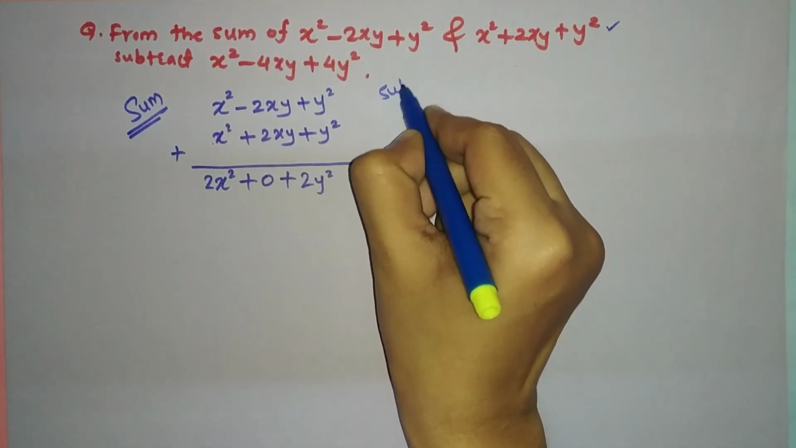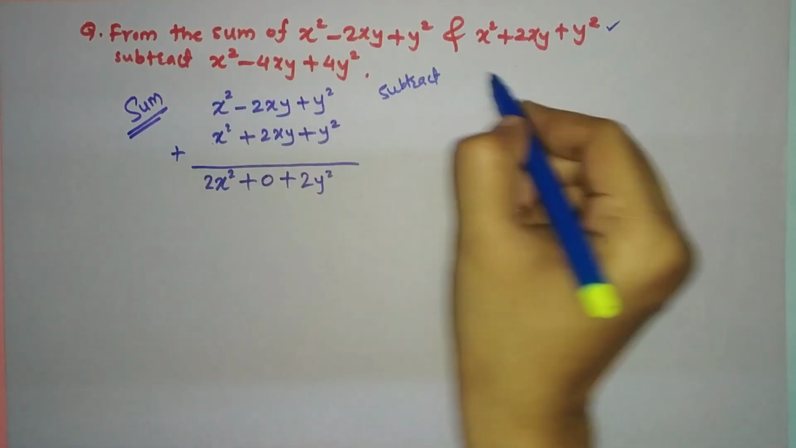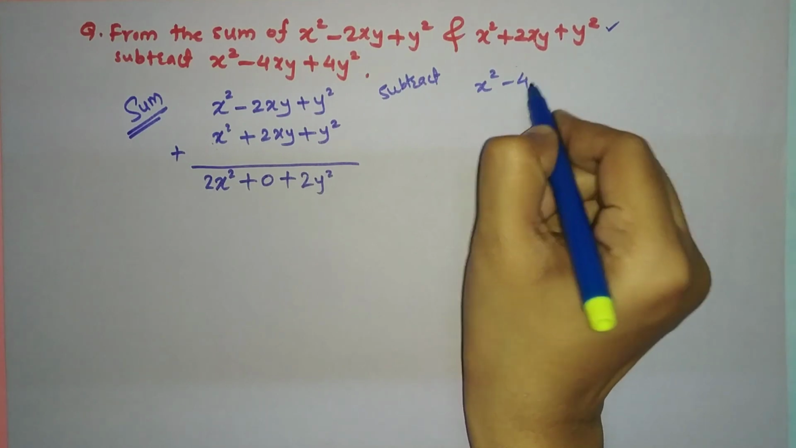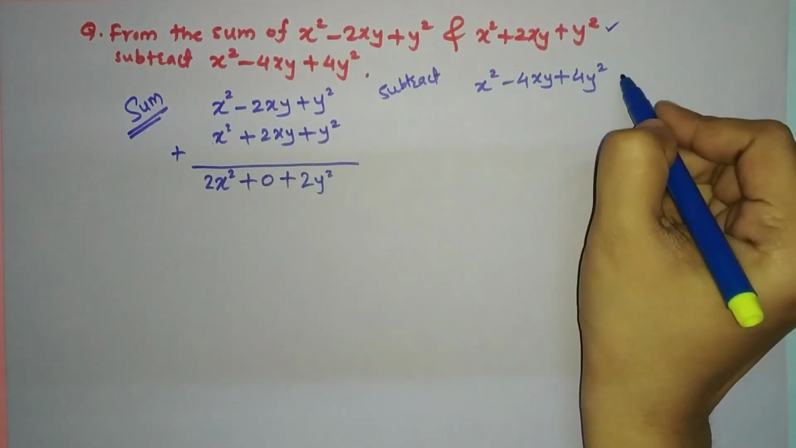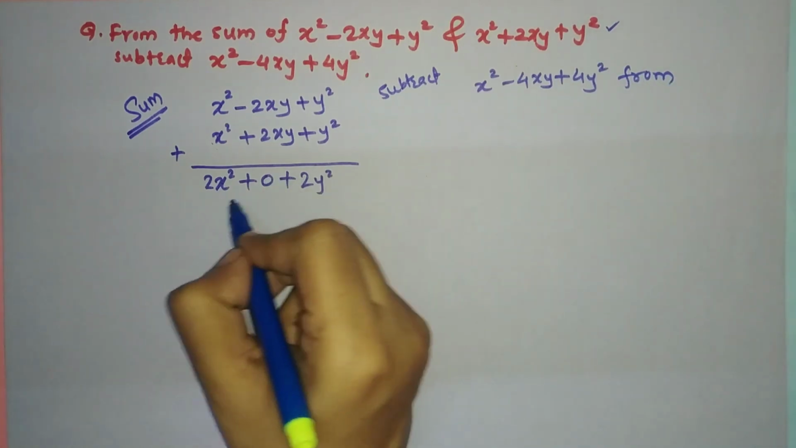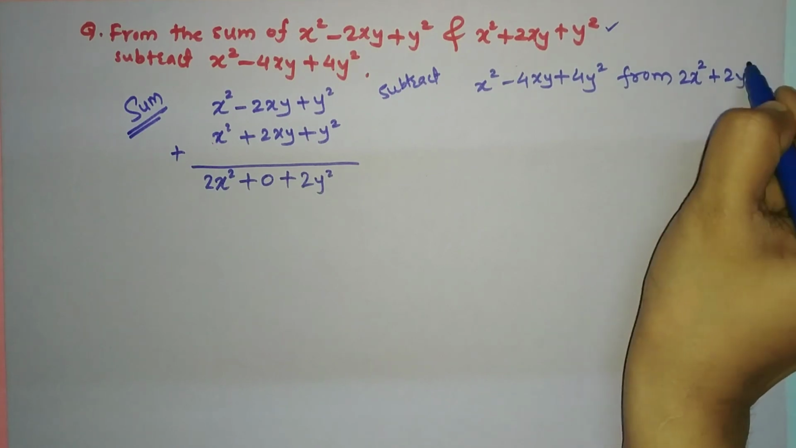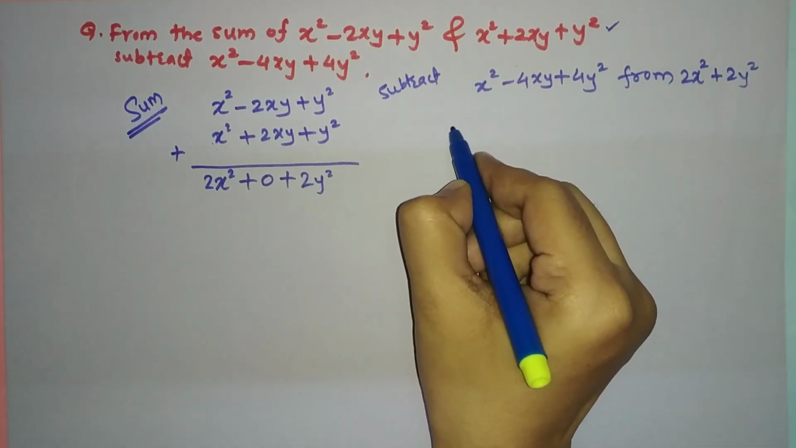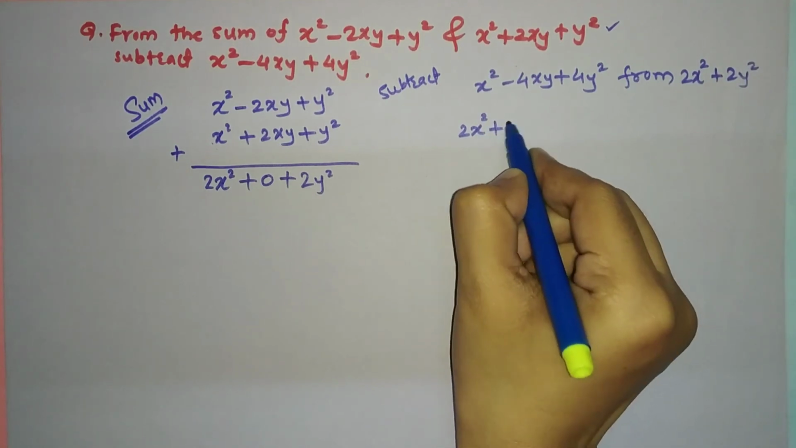So now we'll perform the next part, that is subtract x square minus 4xy plus 4y square from the sum. The sum is 2x square plus 2y square. So we'll write down here. We need to subtract it. So 2x square plus 2y square.